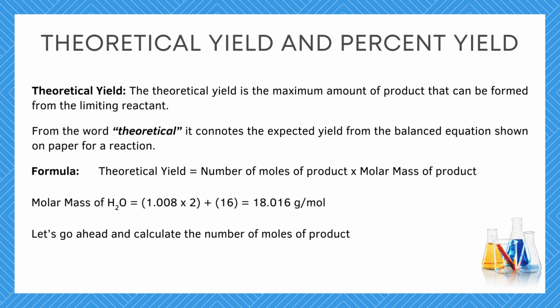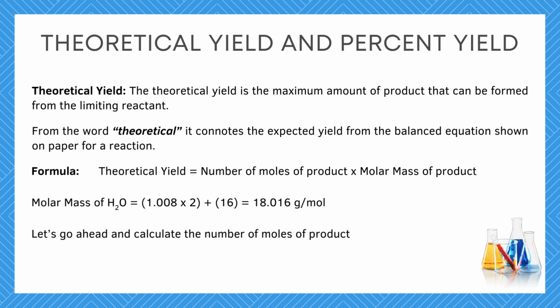I hope you understand. Now, here is the formula. The theoretical yield is the number of moles of product multiplied by the molar mass of product. When you use this formula, the theoretical yield will be given to you in grams. The theoretical yield is equal to the number of moles of product multiplied by the molar mass of product.